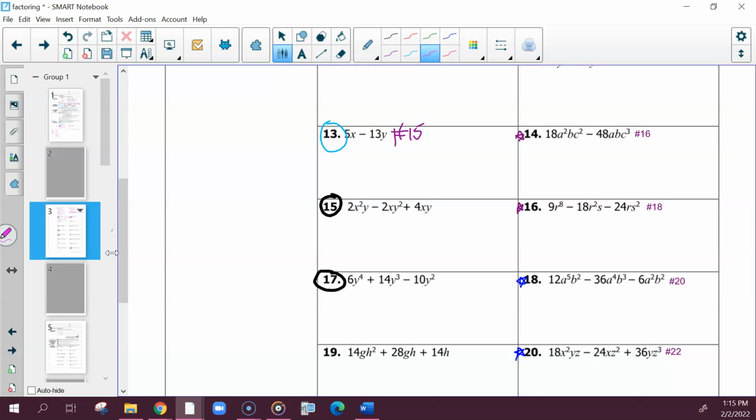What would my GCF be for 13? That one would be prime. Here your GCF would be 1. I could divide them both by 1, but it wouldn't change anything. So this would be prime. If you cannot factor out or divide out anything except 1, your answer would just be prime.